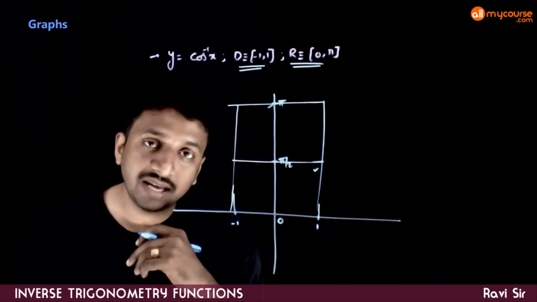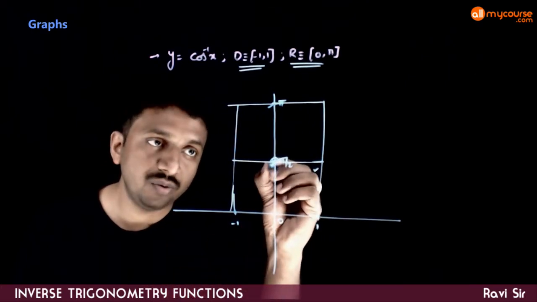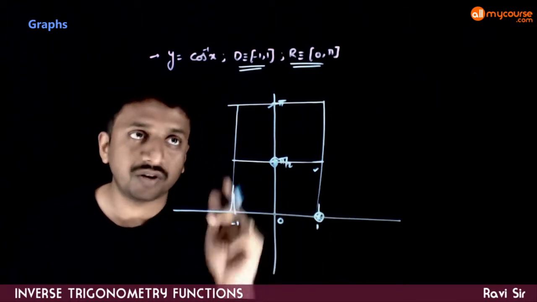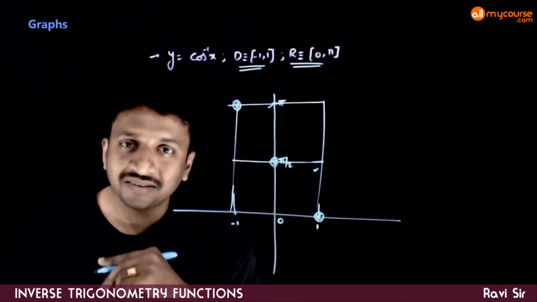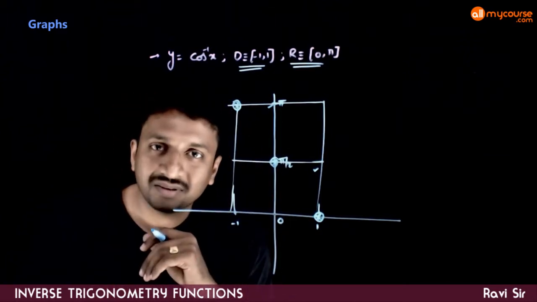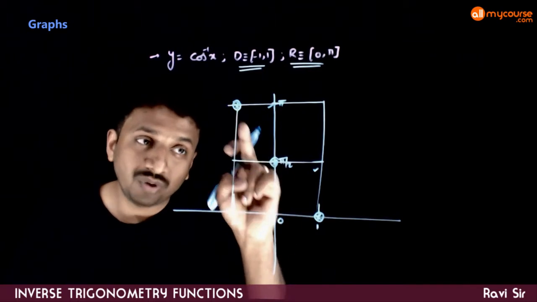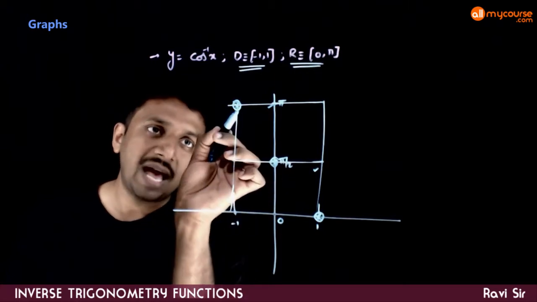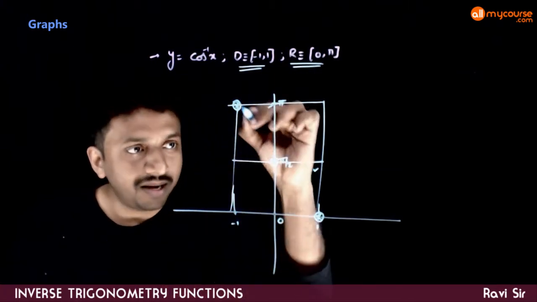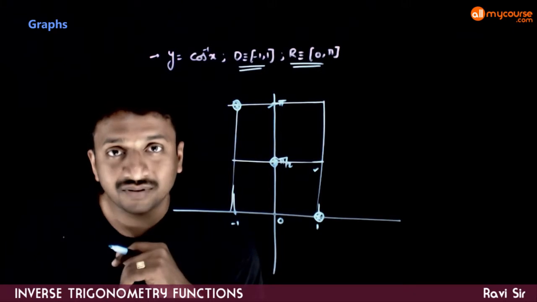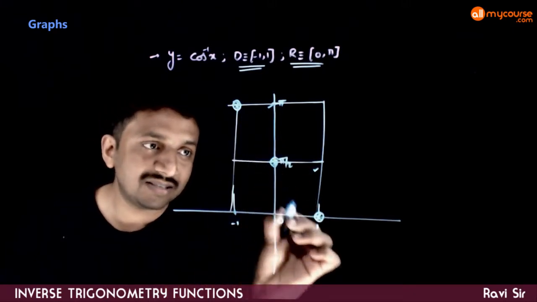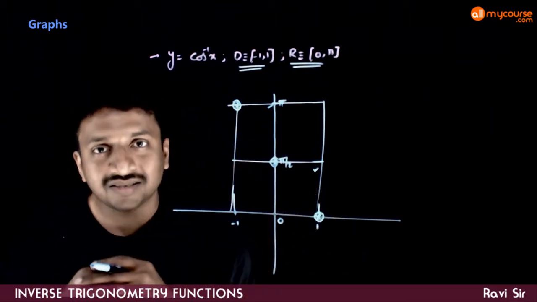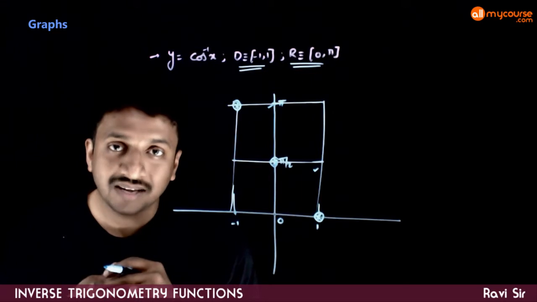So how does the graph look? Cos inverse of 0 is π/2. Cos inverse of 1 is 0. Cos inverse of -1 is π. So just with these three values, you have a smooth curve joining these values. How many different options do you have? You can directly join them. That's not the graph. You can join them like this, or you can join them like this. So what does the actual graph look like?